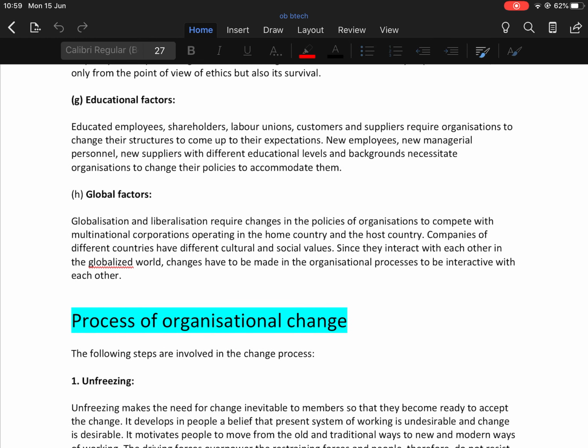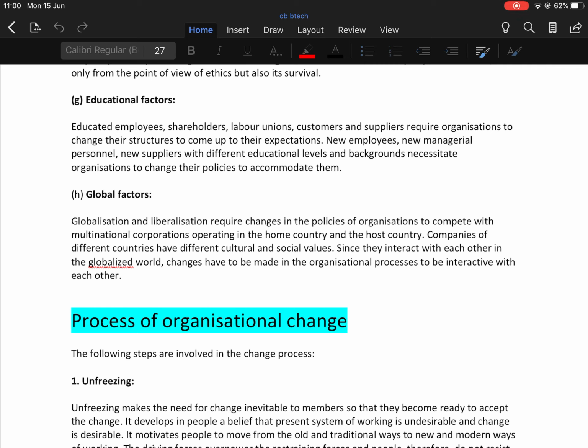Now, the next one is educational factors. Educated employees, shareholders, labor unions, customers, and suppliers require organizations to change their structure to come up to their expectations. New employees, new managerial personnel, new suppliers with different education level and background necessitate organizations to change their policies to accommodate them. Then comes global factors. Globalization and liberalization require changes in the policies of the organization to compete with multinational corporations operating in the home country and the host country.